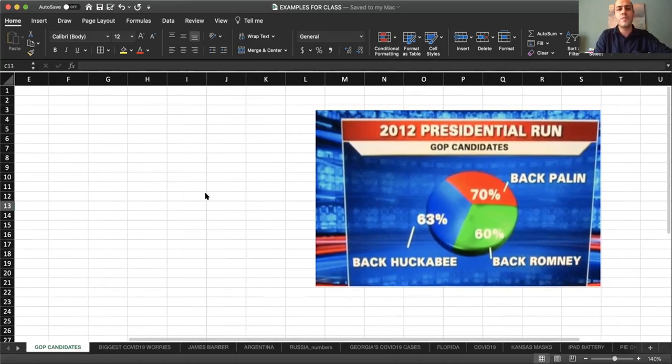Of course, many people can understand why this is bad. Maybe you understand that the pie slices, the percentages, should add up to 100% in a pie chart.